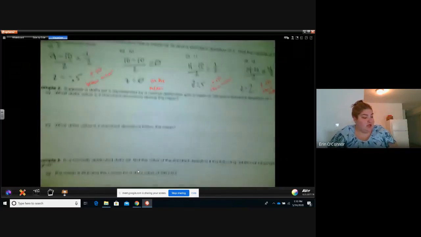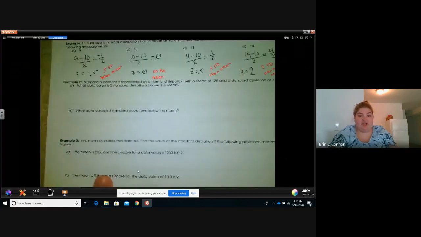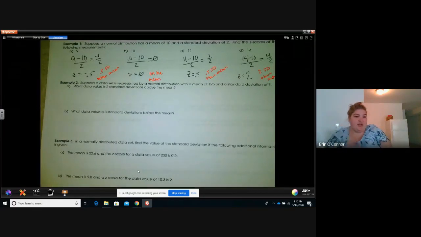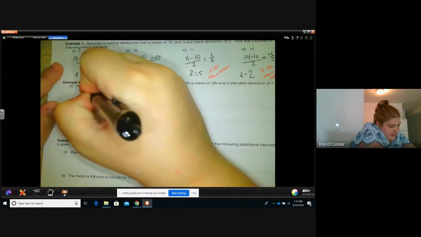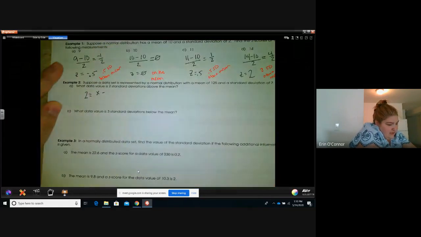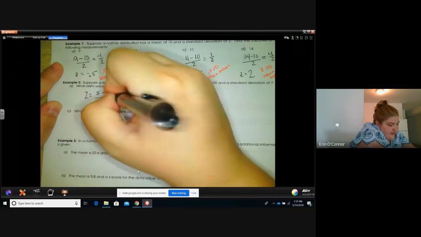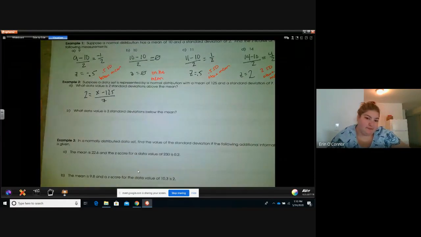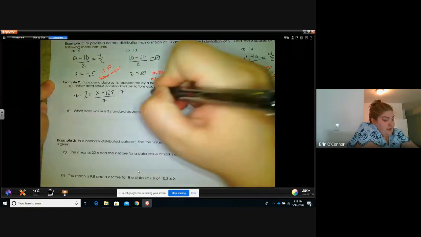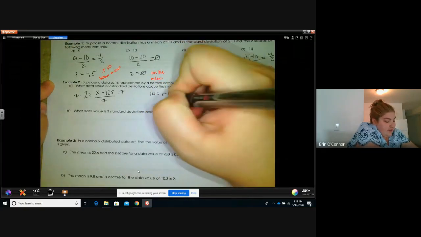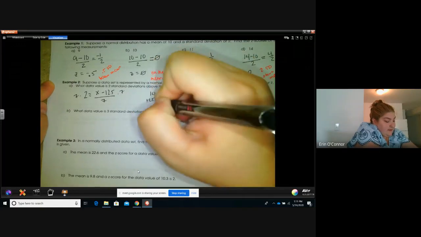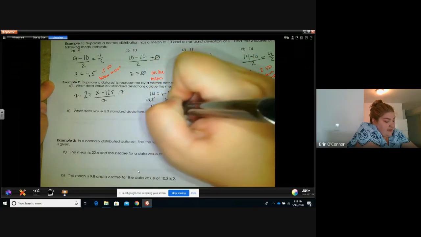Now, suppose a data set is represented by a normal distribution with a mean of 125 and a standard deviation of 7. What data value is 2 standard deviations above the mean? So we want a z-score of 2, and we need to know the x for that. So 2 equals x minus our mean of 125 divided by 7. So we're going to multiply 7 on both sides. We get 14 equals x minus 125, add 125, and you get 139 equals x.